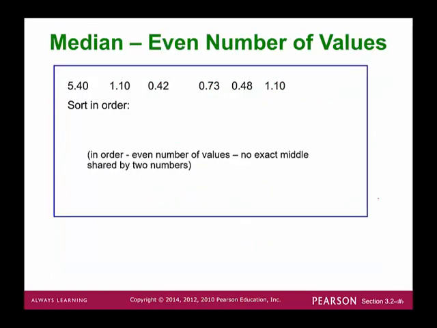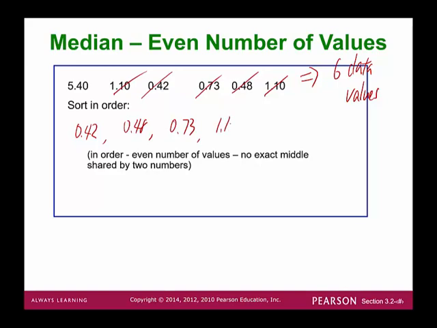In this case, we have an even amount of data values, 6 data values. So this is another scenario. Again, we're going to sort the data, put it into increasing order. So 0.42 goes first, then 0.48, 0.73, 1.0, 1.0, 1.10, 1.10. The last data value is 5.40.